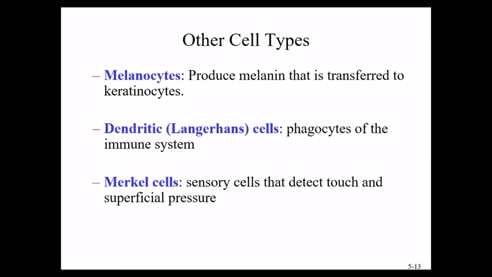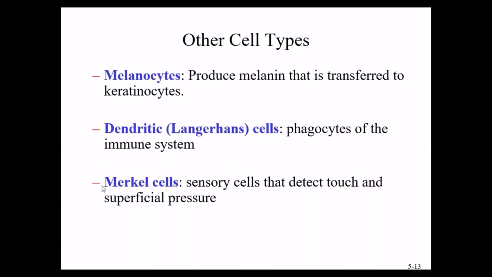You'll also find dendritic cells. We'll talk more about these later on, but these cells are part of your immune system. These are phagocytic cells, so that means they engulf or eat things. So you have a little bit of immune protection inside of your epidermis because of these dendritic cells.